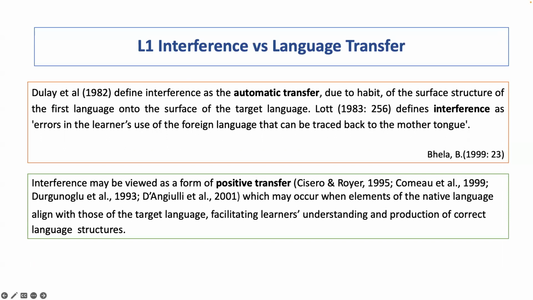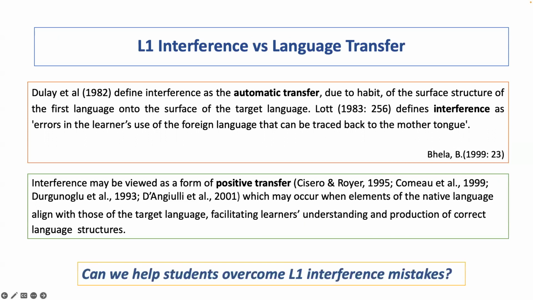Positive transference can be, for instance, the word conference in Portuguese, which is conferência. So for students, they can rely on the similarity to produce successful meanings. However, sometimes this transference is negative, and then it's called interference. The question here is, how can we help students overcome these L1 interference mistakes?